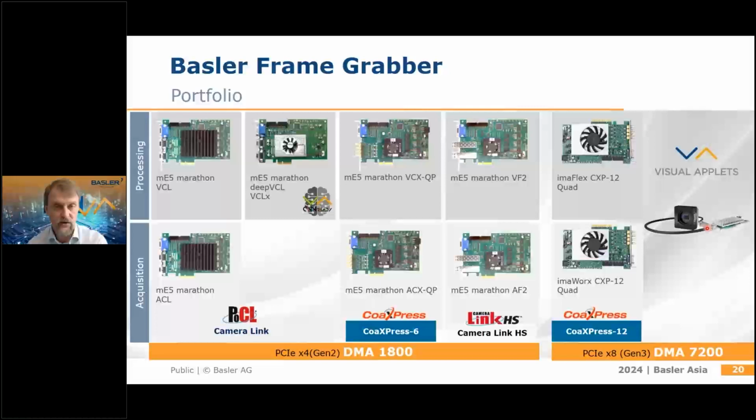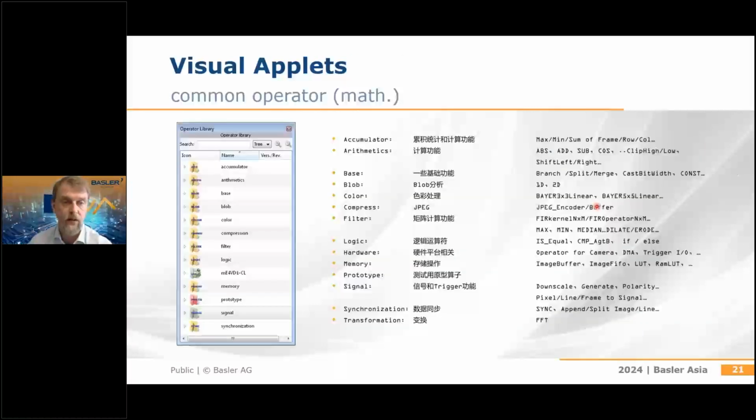So what operations can you shift into this hardware? We have a lot of operations available we can use to customize your pre-processing requirements into our frame grabbers. So there are a lot of operators. I don't want to show you all of these 200 operators. I would like to show you what we can do with these operators when we put them correctly together.